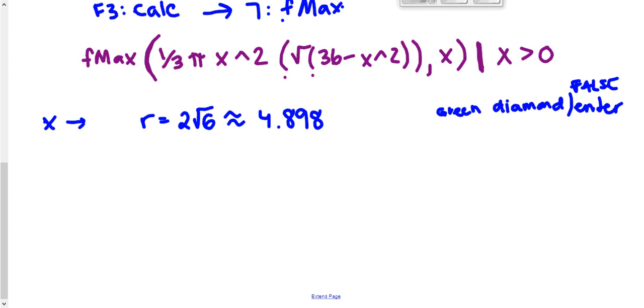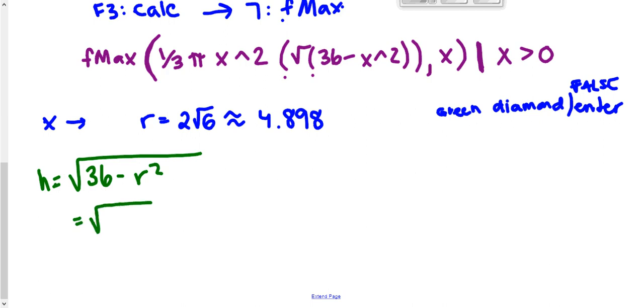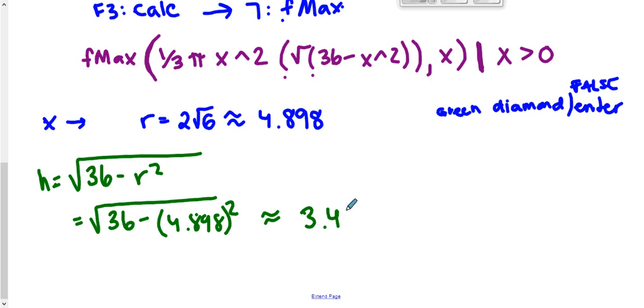We do need to go back up and get the height. Our equation for the height was the square root of 36 minus r squared. So we're going to plug in r. We have 36 minus 4.898 squared, and the decimal that comes out to is 3.464.